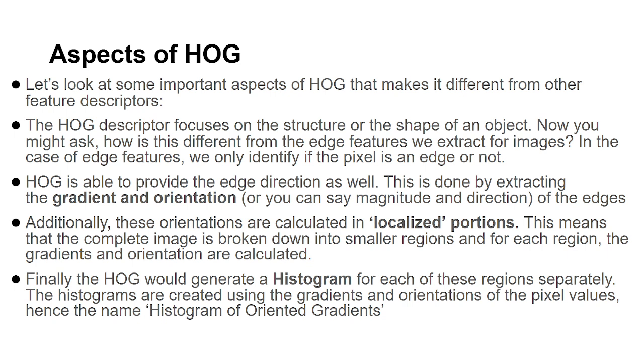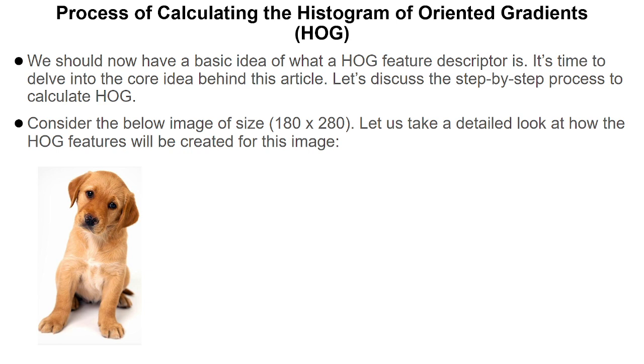Then we generate the histogram for each image region separately at the end. Histograms are created using the gradient and orientation of the pixel values. Hence the name histogram of oriented gradients for this algorithm, which is the process of calculating the histogram of oriented gradients for the given image.